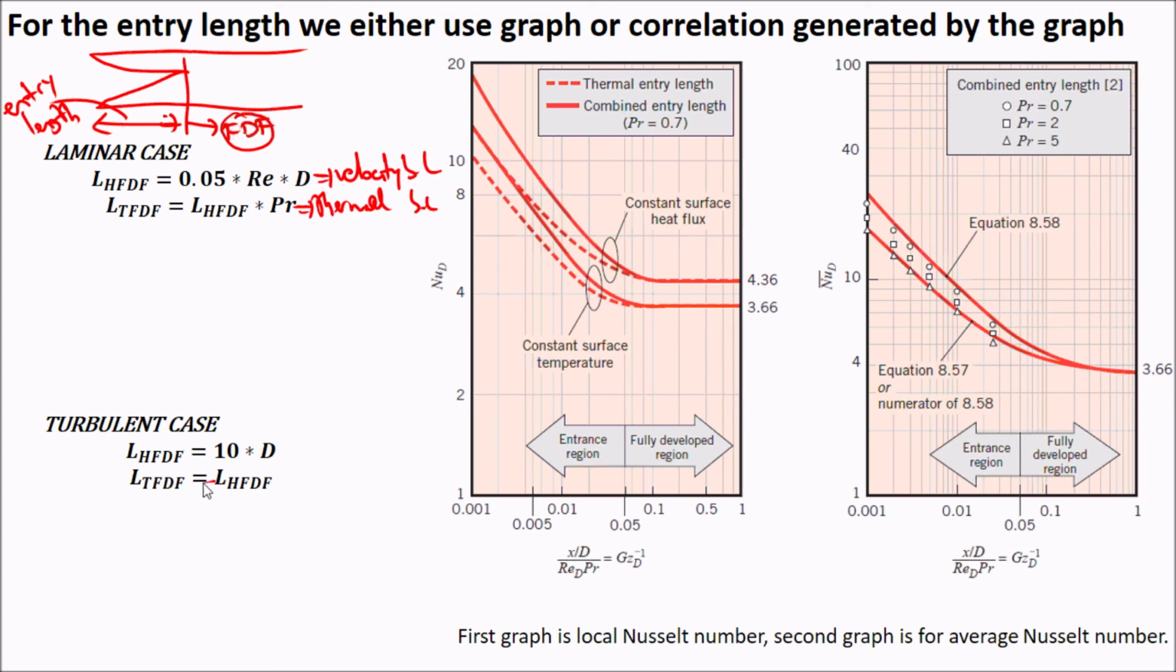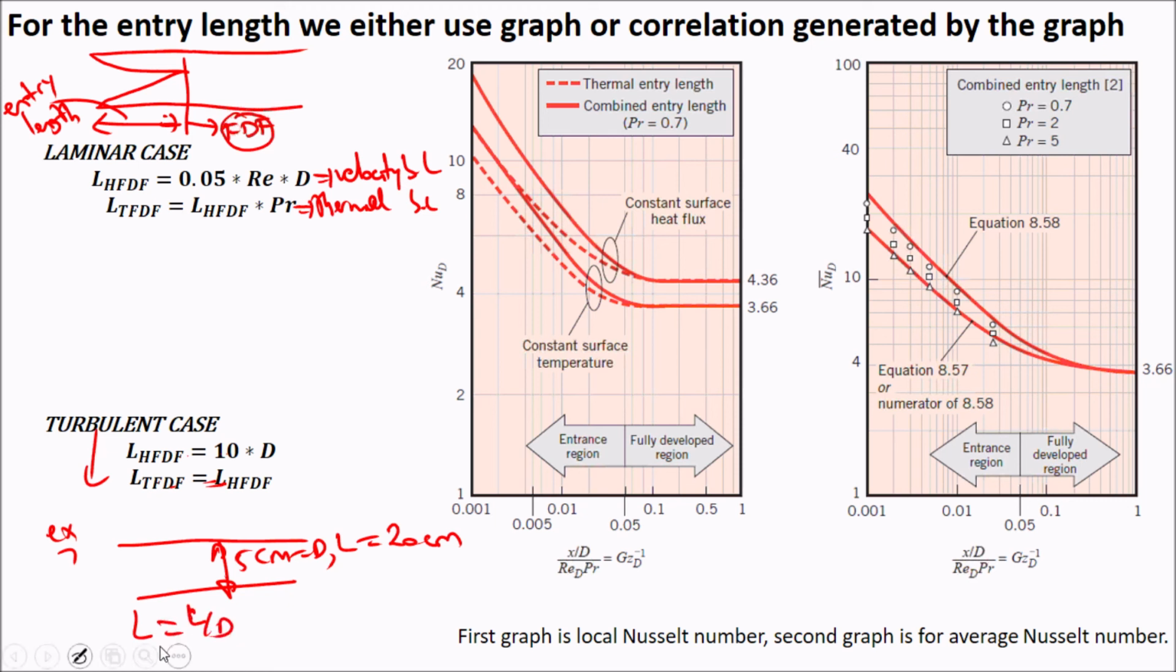And for the turbulent case, they are equal to each other, and the length should be at least 10 times the diameter. So let me give a simple example: say that I have a pipe with a diameter of 5 centimeters, and L is 20 centimeters. Then I check if it is fully developed flow or not. L by D is 20 by 5, which is 4. Therefore, this is less than 10D, and it is not fully developed flow.